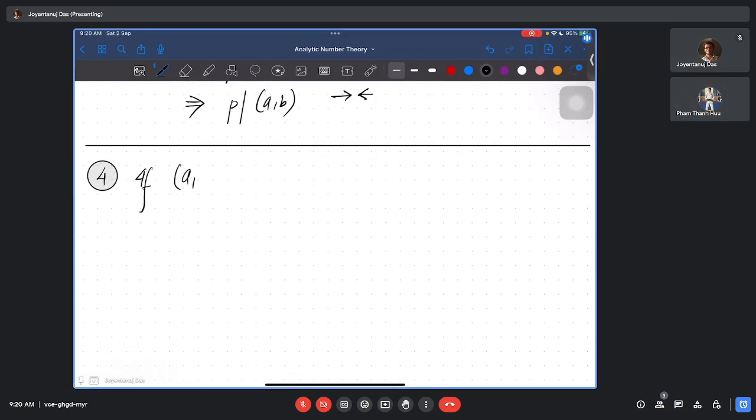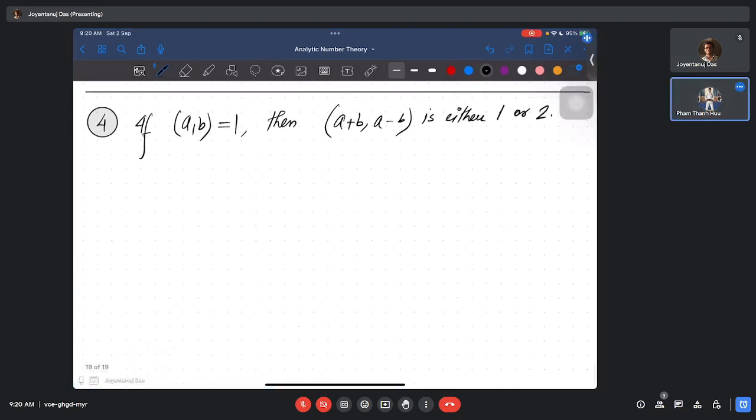So if the GCD is 1, then the GCD of A plus B and A minus B is either 1 or 2. So either they are coprime or at maximum the GCD will be 2. So how to show this one?